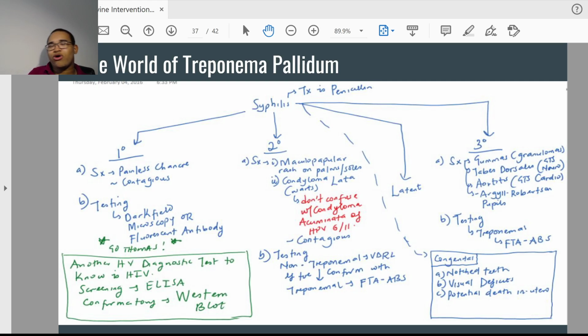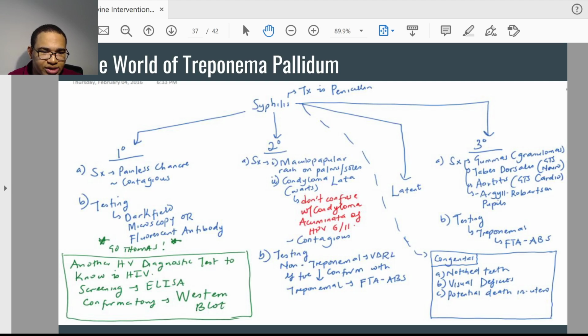Now, the world of T. pallidum. I don't know. Syphilis is just high yield to know. So I'm just going to review some things. And this slide, believe it or not, I got it from like an old slide I made back in the day. I mean, you can see the date stamp is what, like 2016? So this was when I was still in med school. But it's a good slide. It kind of summarizes a lot of high yield things well. So I'm just throwing it in here.